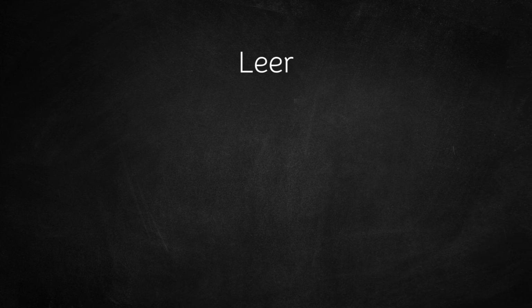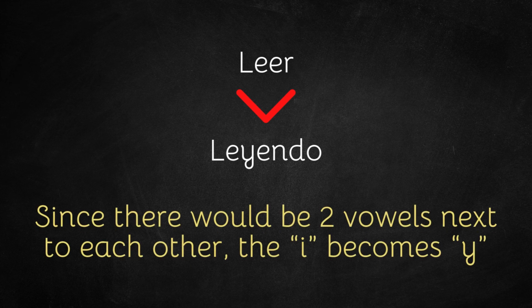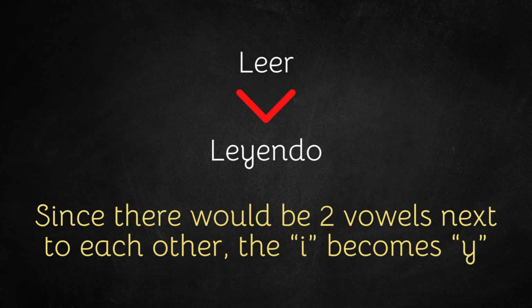How about for the verb leer, to read? What would the gerund be for it? It actually is leyendo. So instead of saying ieendo, because there are two vowels, we're going to change that first I to the letter Y. There are a few other exceptions.